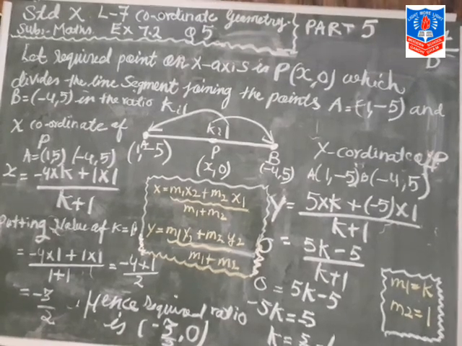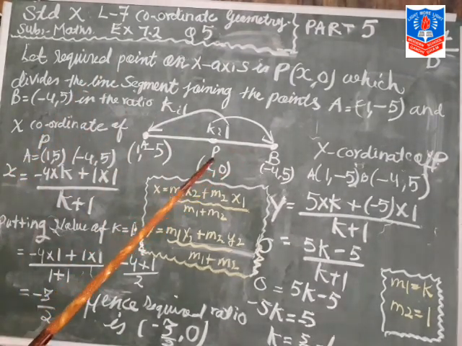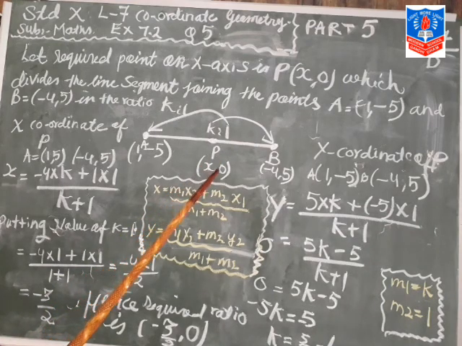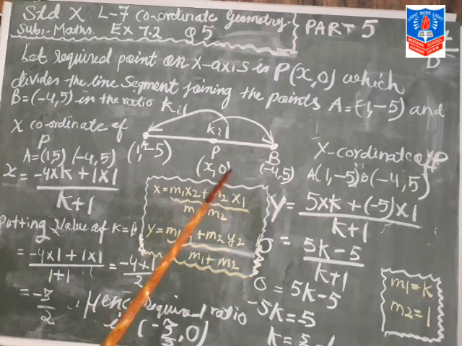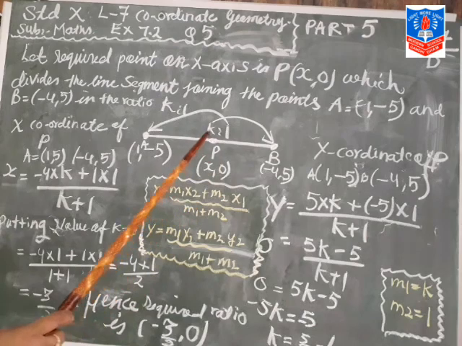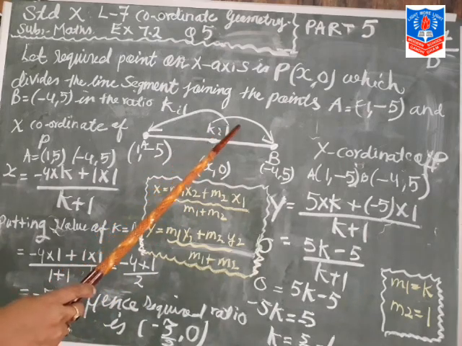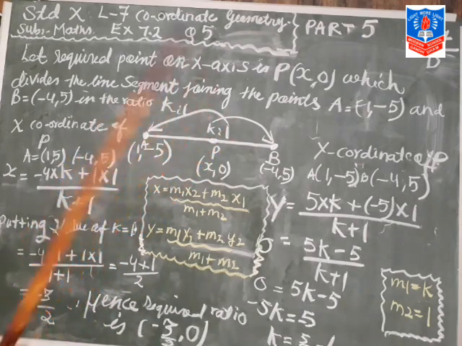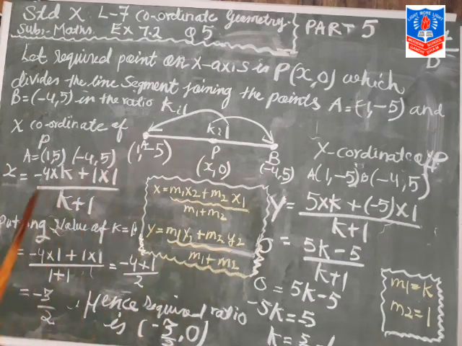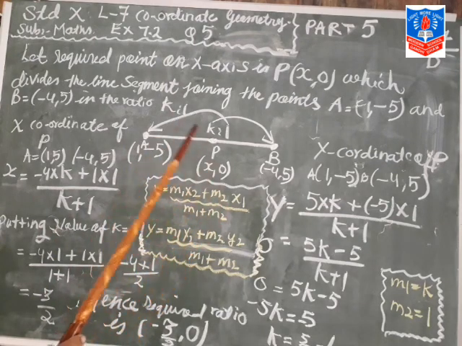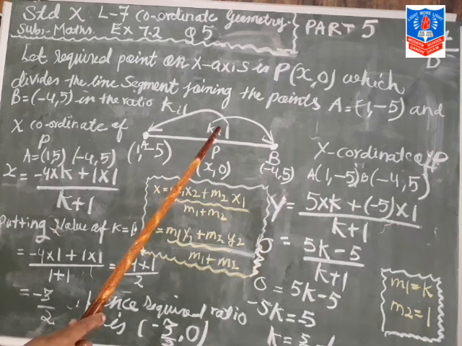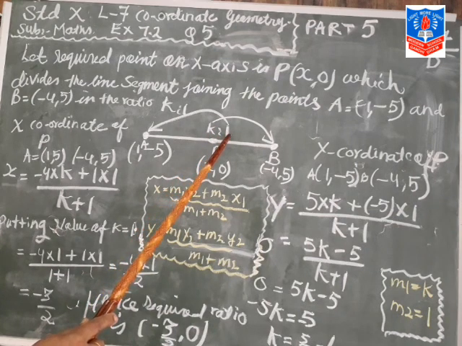Okay, so now first we will write A and B. And P, what will we write? X, 0, because it's given as the x-axis. And here already we know that the ratio is K to 1. Clear? Now according to the section formula, x coordinate and y coordinate: M1 x2 plus M2 x1 over M1 plus M2. Here M1 equals K and M2 equals 1.